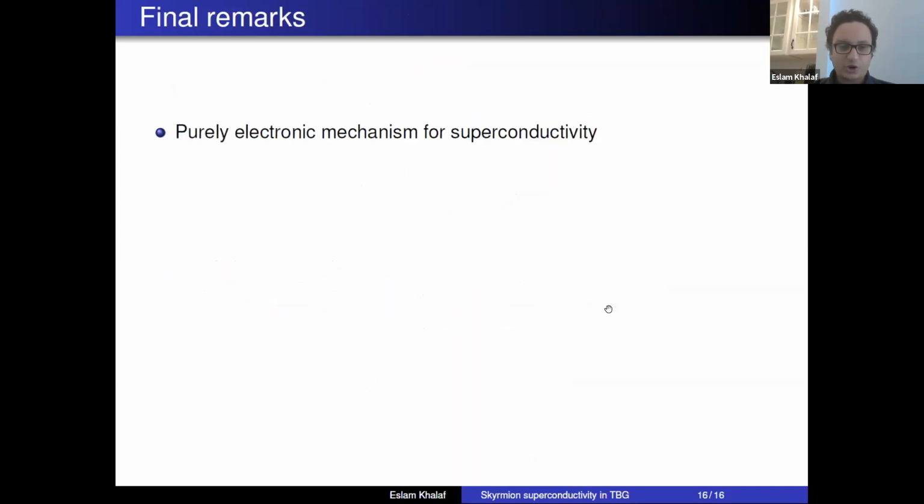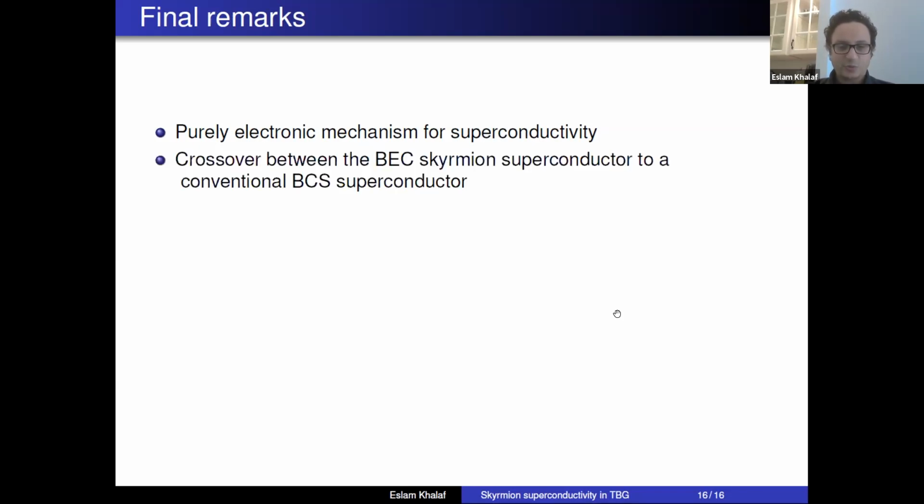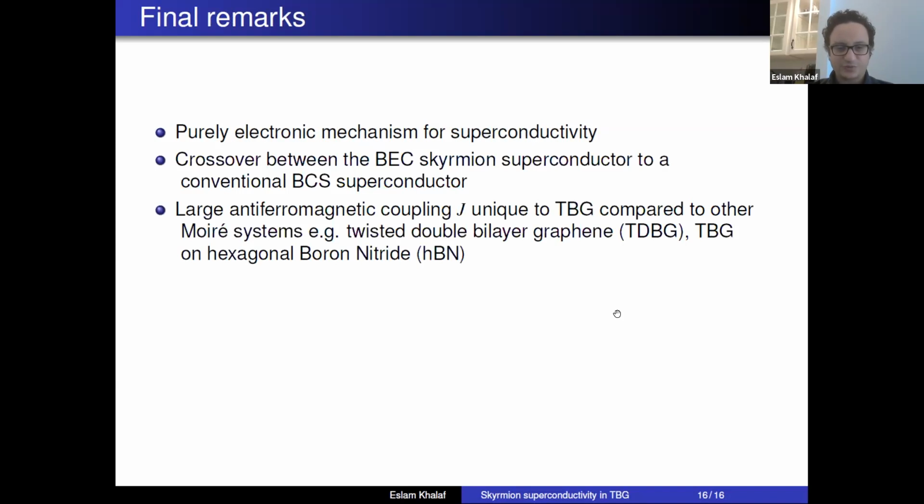Let me close with some final remarks related to the physical twisted bilayer graphene system. The first is that the mechanism we discussed here is purely electronic, so we don't need anything like phonons or any extra extrinsic mechanism for pairing. We get a pairing of the right order of magnitude already from purely electronic means. Second, although the way we get the superconductor is exotic, this superconductor in itself is smoothly connected to a conventional BCS superconductor.